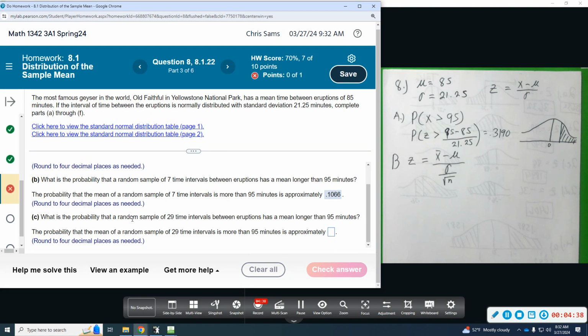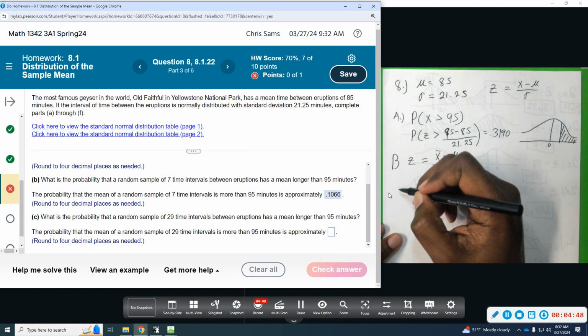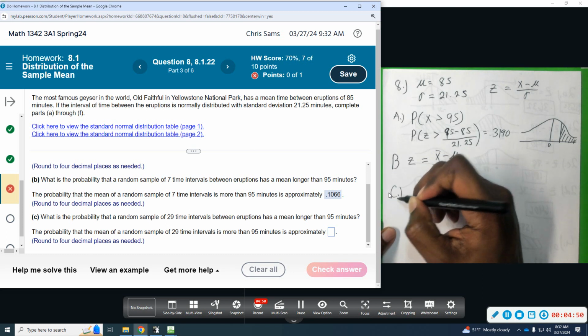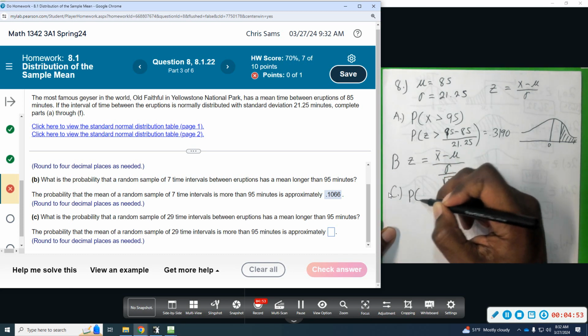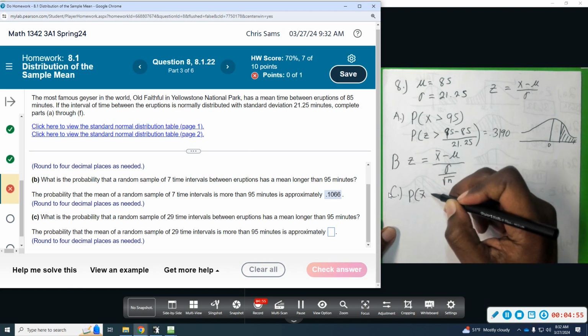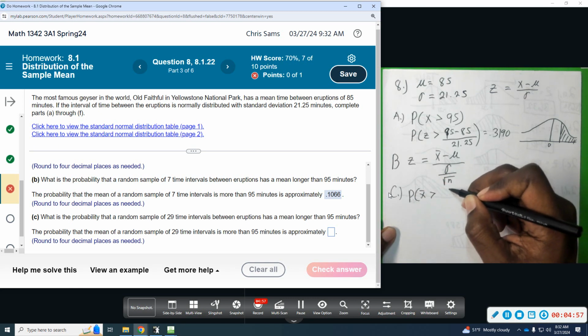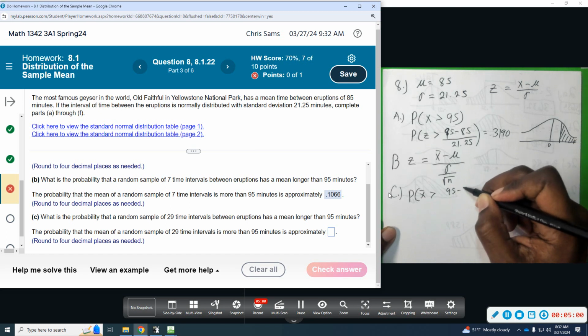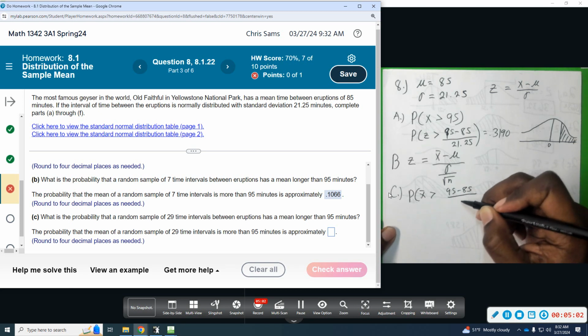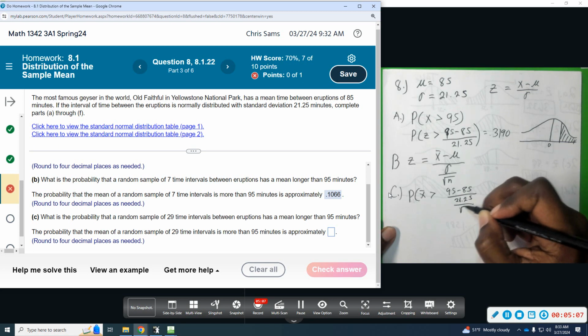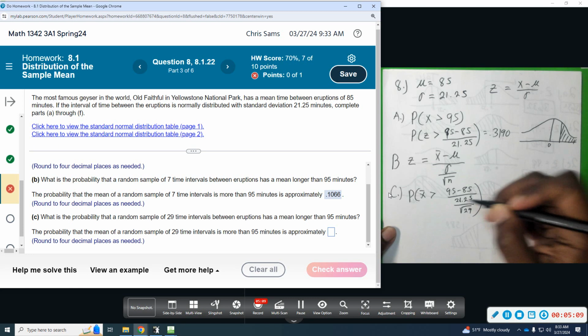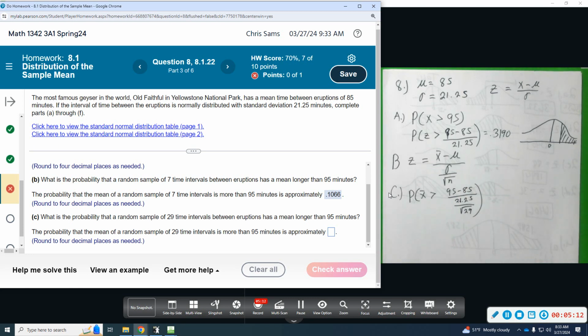Part C, what's the probability a random sample of 29 time intervals has a mean longer than 95? So our sample changes, and we're looking at greater than, still 95. I'm just going to write this formula out: 21.25, and this time it's going to be divided by the square root of 29. So this is what we would be applying and then finding the z-value.